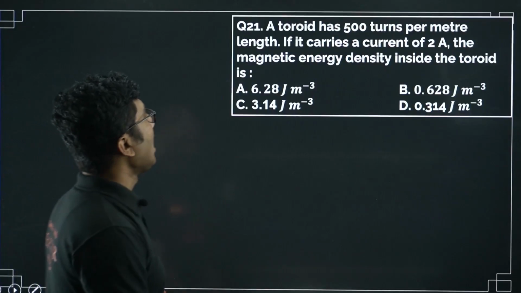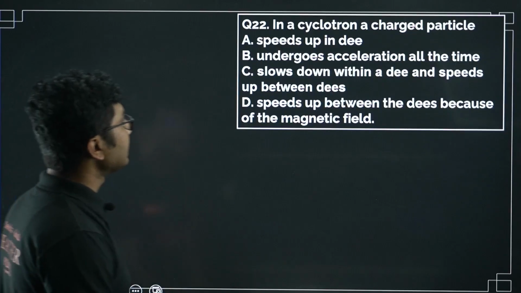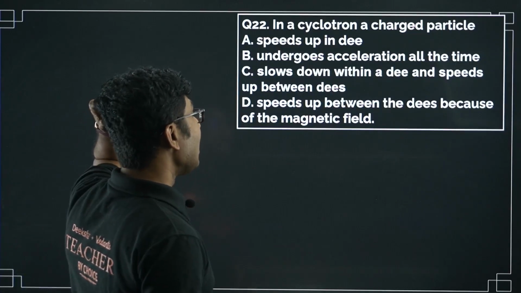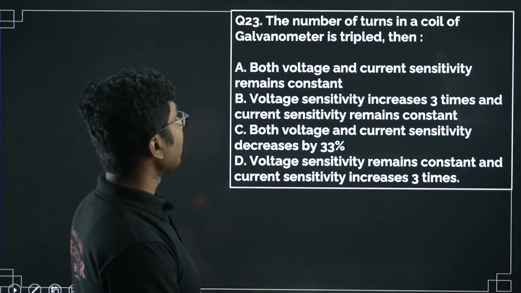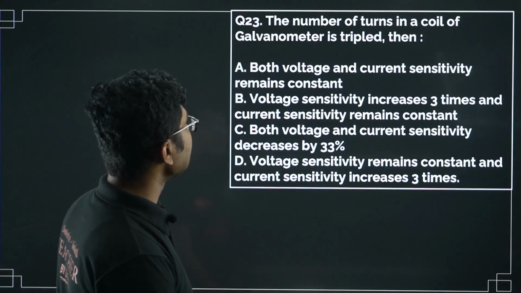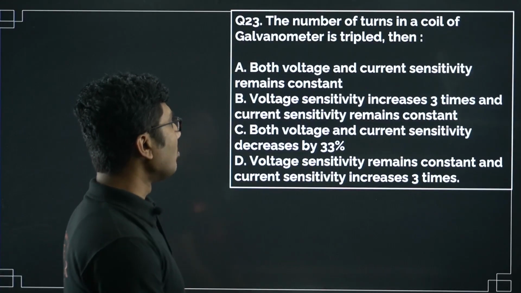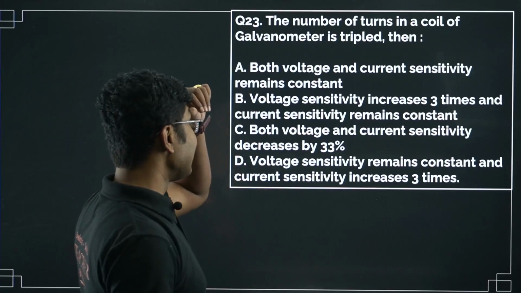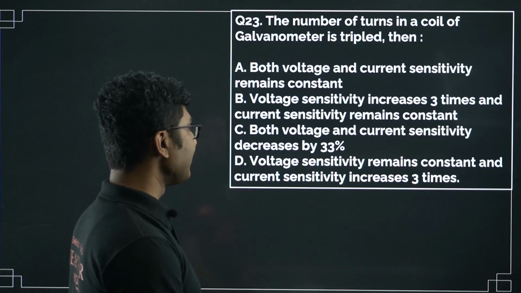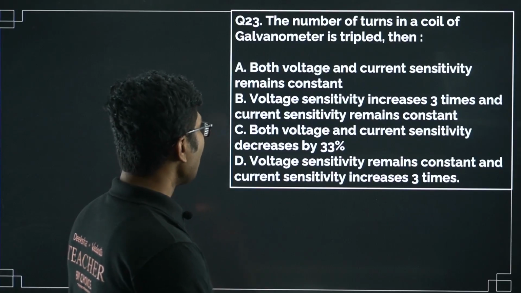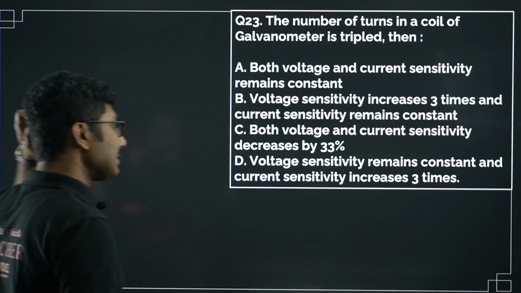Now next question, again a cyclotron based question. In a cyclotron a charged particle... If the number of turns in a coil of a galvanometer is tripled, then: both voltage and current sensitivity remain constant; voltage sensitivity increases 3 times and current sensitivity remains constant; both voltage and current sensitivity decrease by 3 times; voltage sensitivity remains constant and current sensitivity increases 3 times.